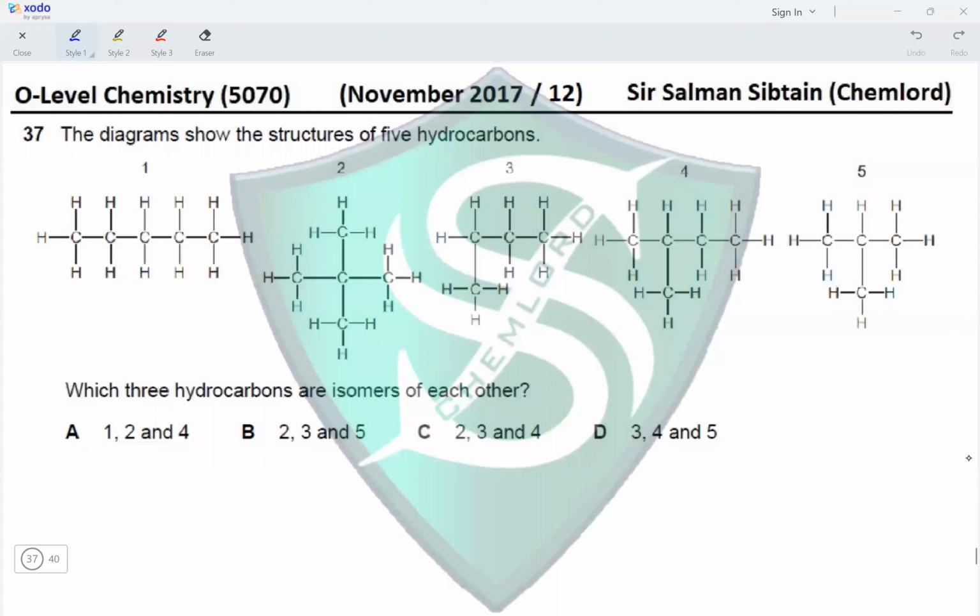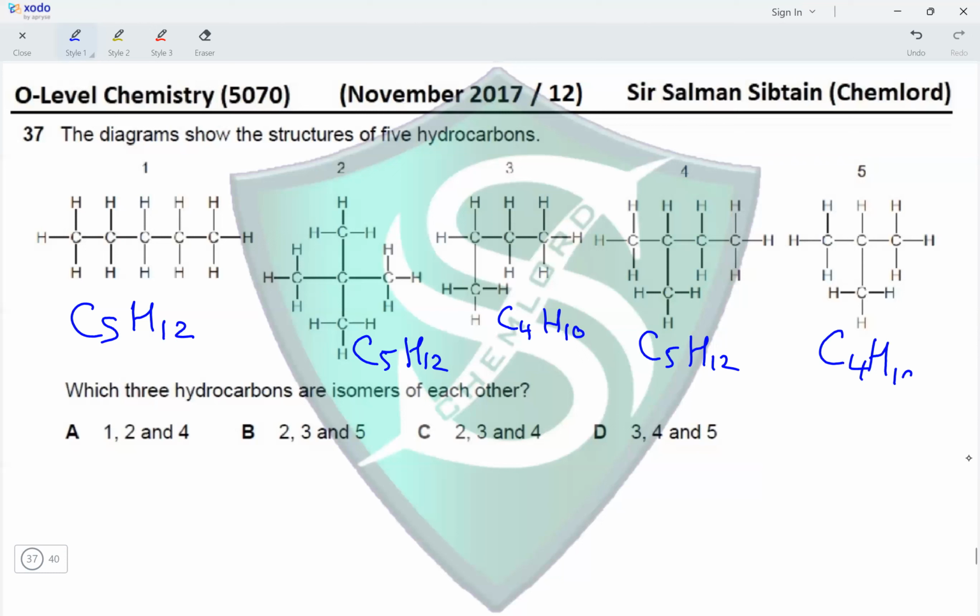Question 37. The diagram shows the structure of five hydrocarbons. Which three hydrocarbons are isomers of each other? So we need to find out the molecular formula of each of them. In one, we've got 5 carbon atoms and 12 hydrogen atoms, making the molecular formula C5H12. In two, we've got the same situation, 5 carbon atoms and 12 hydrogen atoms. In three, we've got 4 carbon atoms and 10 hydrogen atoms. In four, we have got 5 carbon atoms again and 12 hydrogen atoms. And in five, we are left with 4 carbon atoms and 10 hydrogen atoms.